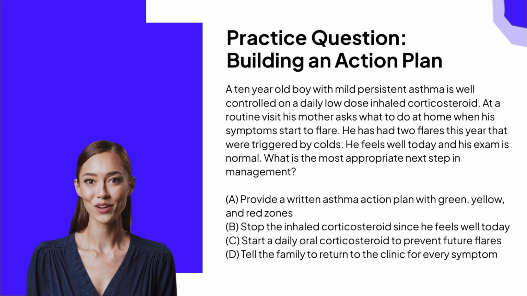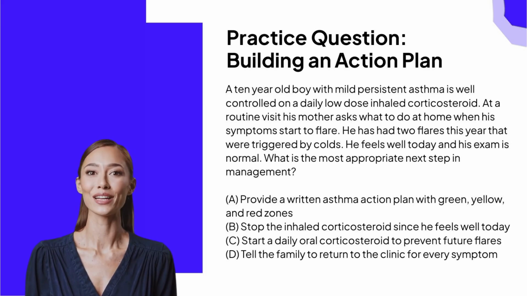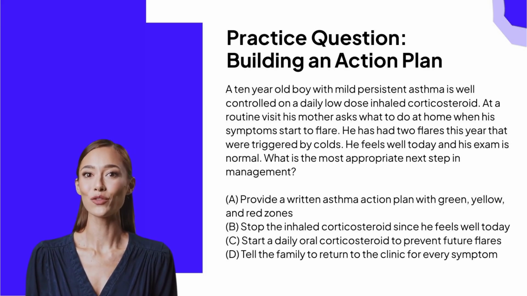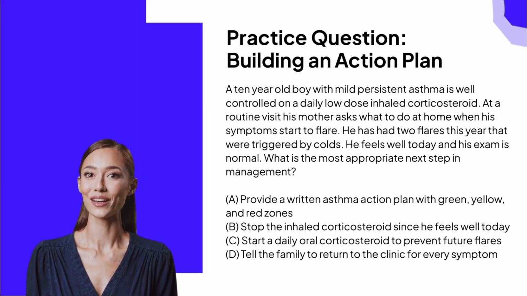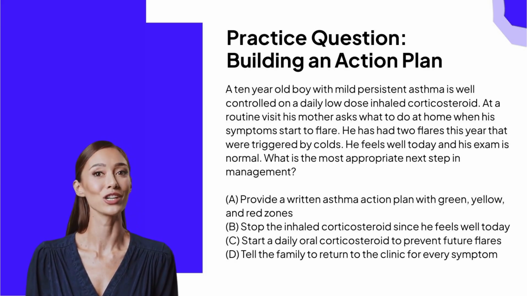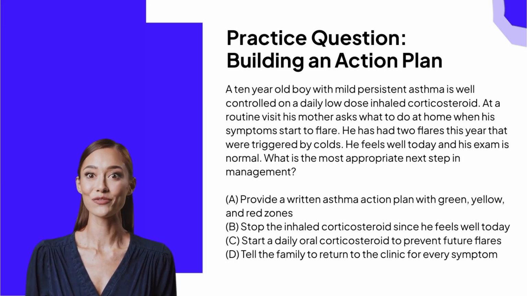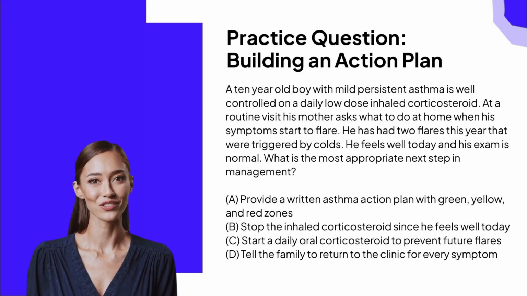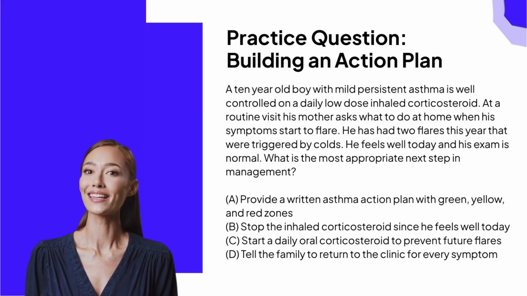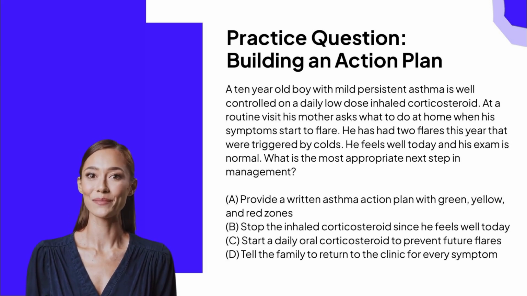Here is our third practice question, and it rewards thinking about the whole family. A 10-year-old boy with mild persistent asthma is well controlled on a daily low-dose inhaled corticosteroid. At a routine visit, his mother asks what the family should do at home when his symptoms start to flare. He has had 2 flares this year, both triggered by colds. He feels well today and his exam is normal. The question asks for the most appropriate next step in management.